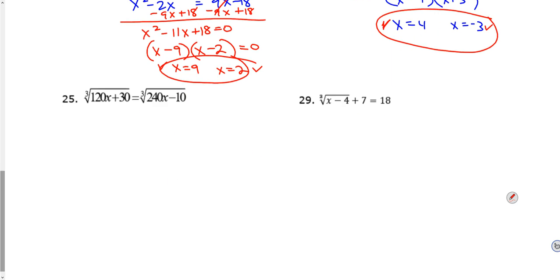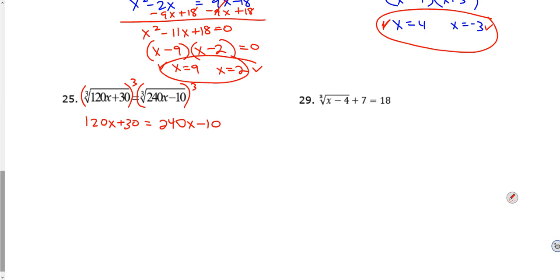Okay, this one, it's already got the radicals on different sides, so we can just raise it to the third power. So 120x plus 30 comes out. 240x minus 10 comes out. This is a simple algebra 1 question now.